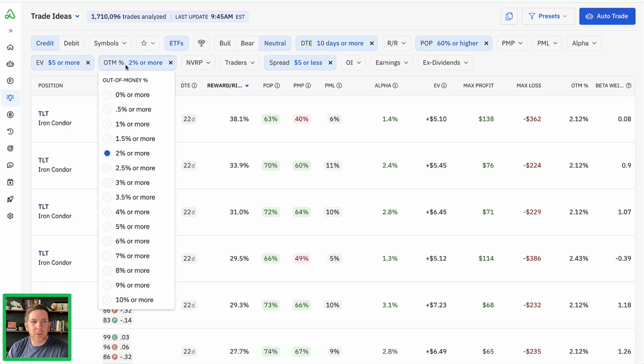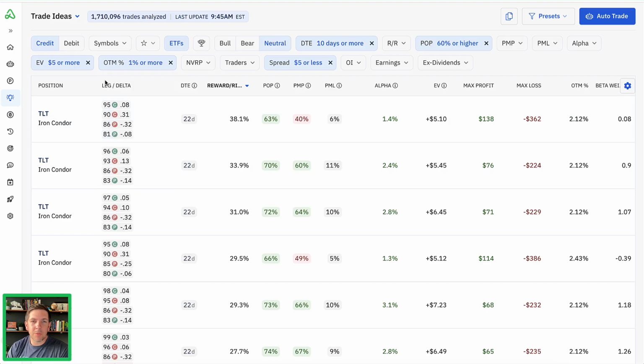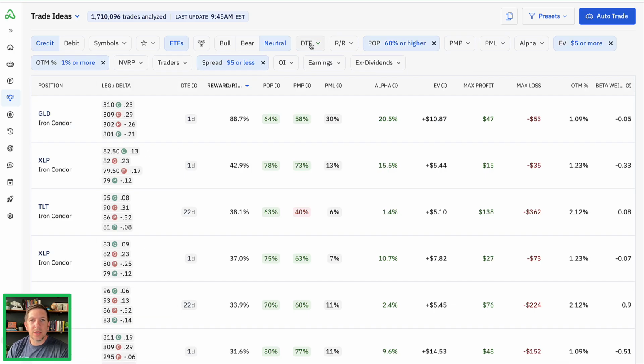So I'm actually going to switch this up just a little bit. But again, you can play around with this as much as you want. Let's remove the days to expiration filter here. And we also took the out of the money percentage for the short strikes to 1% or more. And we can find some other opportunities.